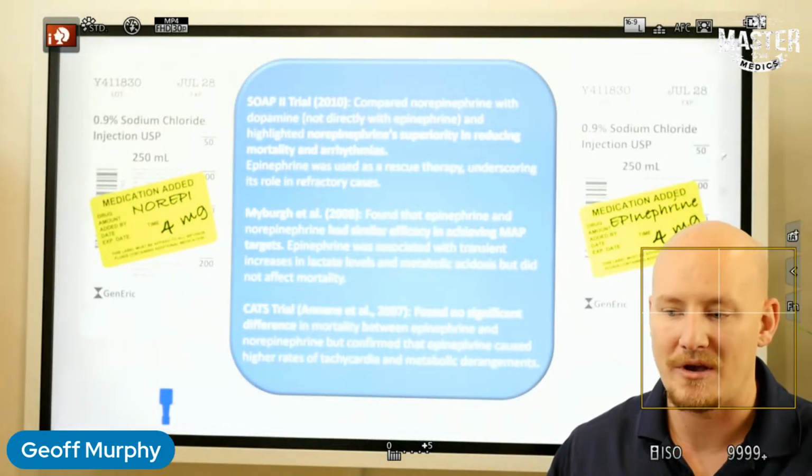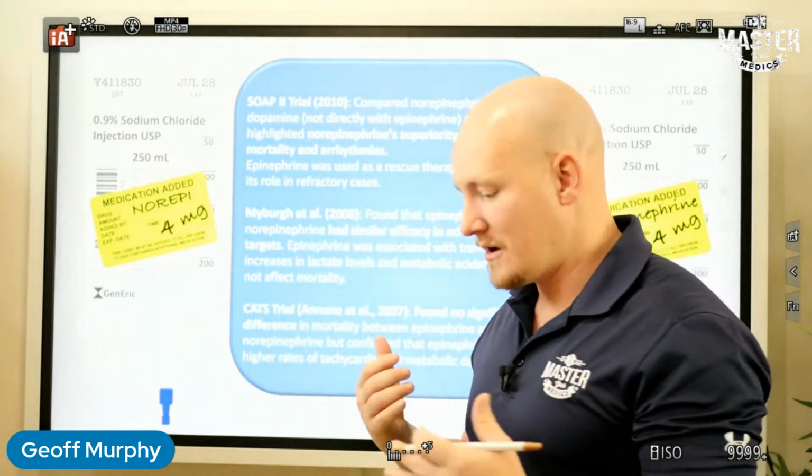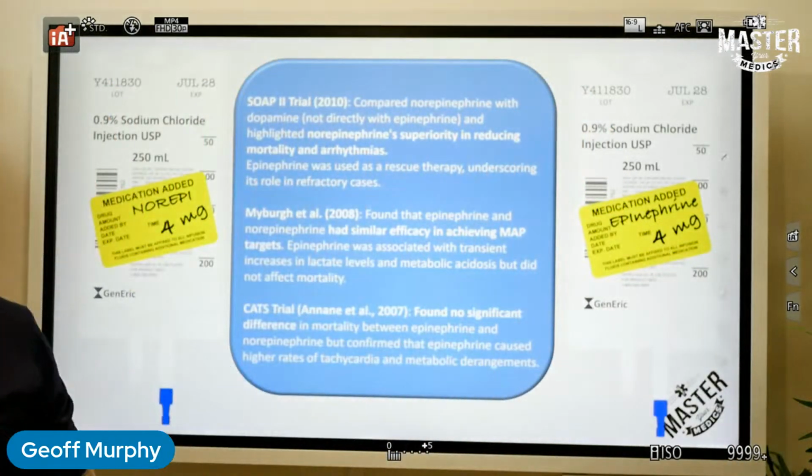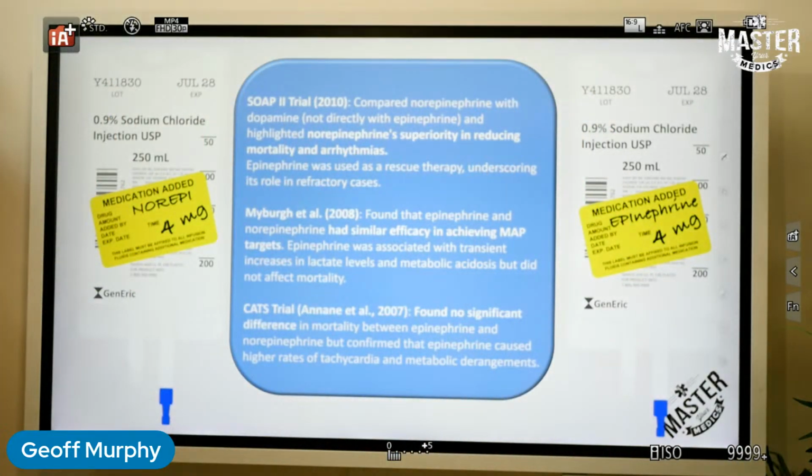Okay, and so when we have refractory hypotension, the best option that we have is to go with a vasopressor. And the first line vasopressor that we typically use will be norepinephrine. When we compare it to other vasopressors, this is our best first line vasopressor. Now, why is that? Well, for a few reasons.